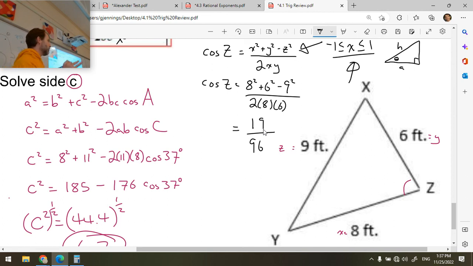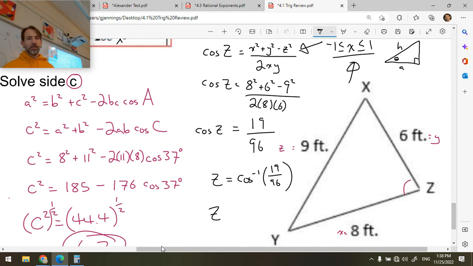And if you get a negative number, don't be surprised. That's fine. That's okay. And then we'd say, well, that's the cosine of z. So take the inverse cosine of both sides. And then you will have z is equal to cos inverse 19 over 96. Oh, but Mr. Jennings, my calculator gave me error. And I'll tell you why your calculator gave you error. It's because you didn't use brackets.